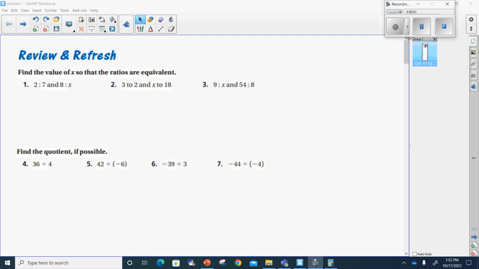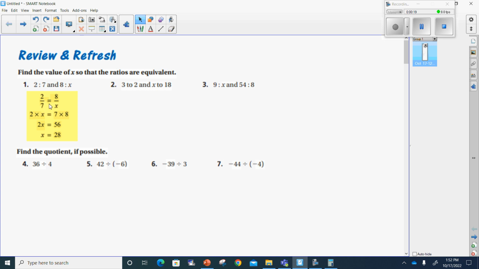Grade advanced class. Let's go ahead and knock this homework out. I got all the odd ones. So let's find the value of x so that the ratios are equivalent. I got 2 to 7 over here. That's 2 to 7. Oh, I see I did something a little different here. So what I'm doing is just going to reveal and then explain.